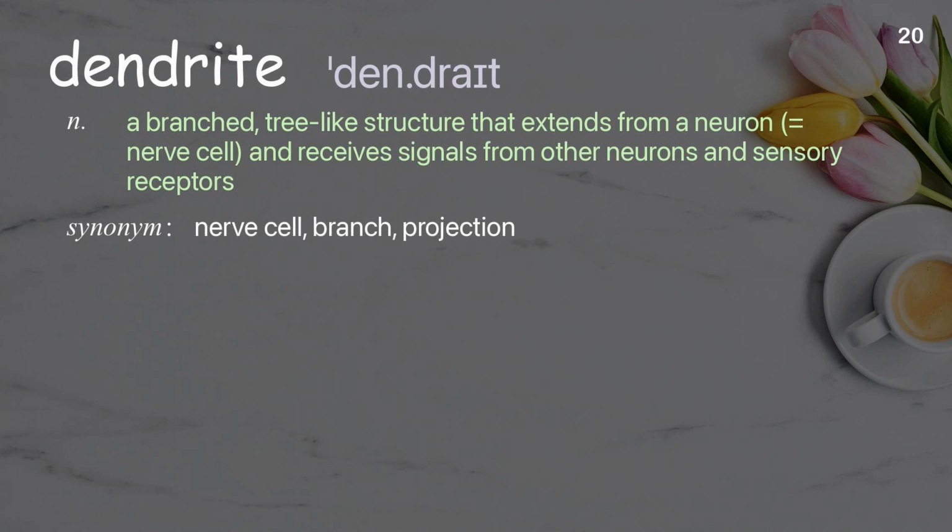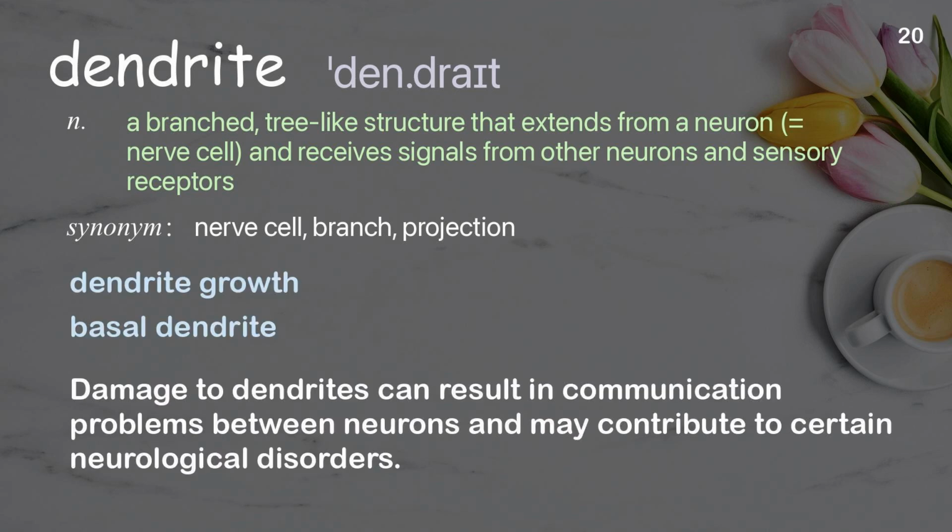Dendrite. A branched, tree-like structure that extends from a neuron, equals nerve cell, and receives signals from other neurons and sensory receptors. Examples: Dendrite growth. Basal dendrite. Damage to dendrites can result in communication problems between neurons and may contribute to certain neurological disorders.